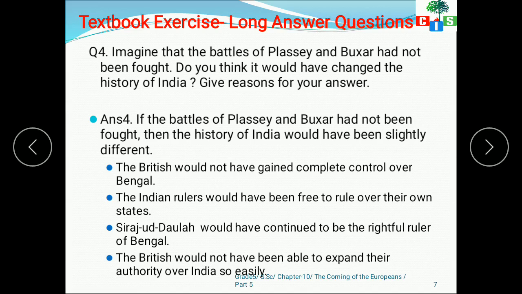Okay. Now third, Sirajuddaulah would have continued to be the rightful ruler of Bengal. So if the battle had not been fought, then Sirajuddaulah would have continued as their ruler. Okay. Now next, the British would not have been able to expand their authority over India so easily. So these are all the reasons, the changes there would have been if the battle had not been fought. Okay. I hope students that through this video you get a clear understanding of nationalism, and a few answers are also solved.